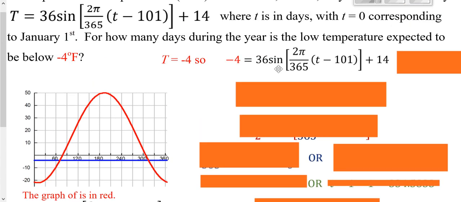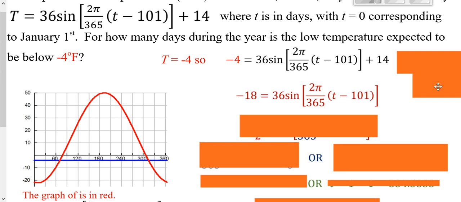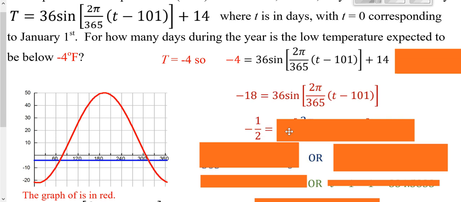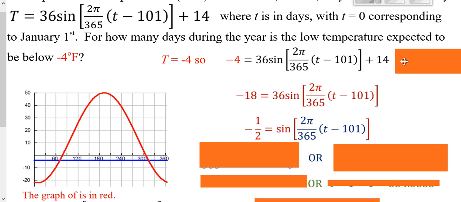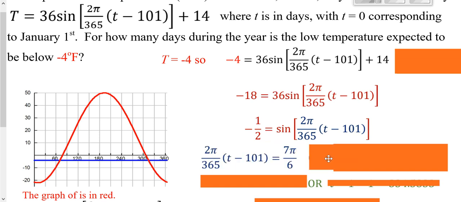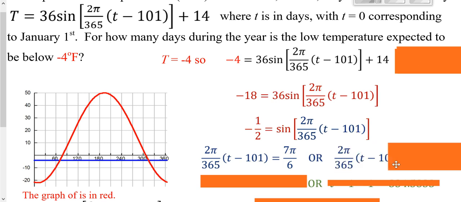So if we go ahead and solve this, we'd have to solve it for sine. So we've got to get rid of the plus 14 and the 36. We're going to subtract 14 from both sides. Then we're going to divide everything by 36. So now we have the sine on one side all by itself. Now we've got to ask ourselves, sine of some big ugly angle gives us negative 1/2. Well, when is sine equal to negative 1/2? Well, that's our big ugly angle equaling 7 pi over 6, and our big ugly angle equaling 11 pi over 6.